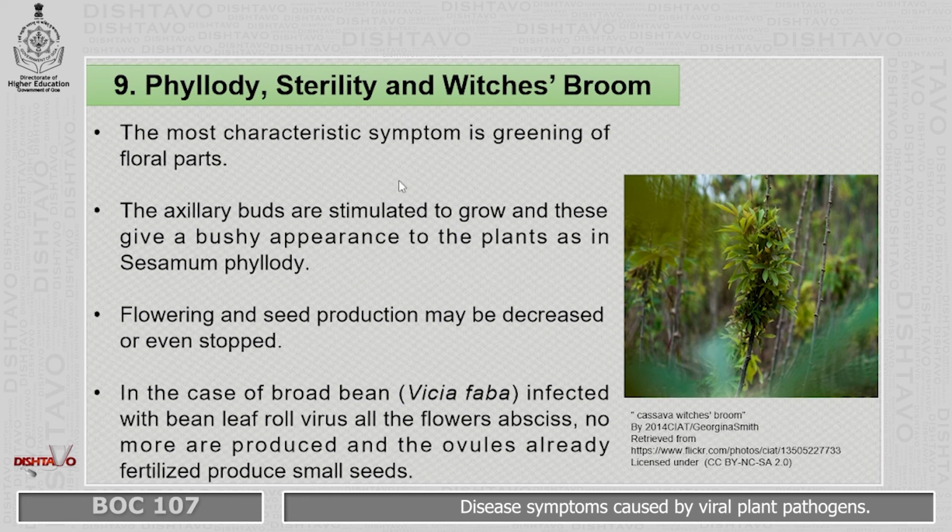Phyllody, sterility and witch's broom. The most characteristic symptom is greening of floral parts. The axillary buds are stimulated to grow and these give a bushy appearance to the plant, as in sesame phyllody. Flowering and seed production may be decreased or even stopped. In the case of broad bean infected with bean leaf roll virus, all the flower abscess, no more are produced and the ovules are already fertilized, producing small seeds. If you see over here, this image is an example of witch's broom, wherein you can see this bushy appearance on the stem of the plant.